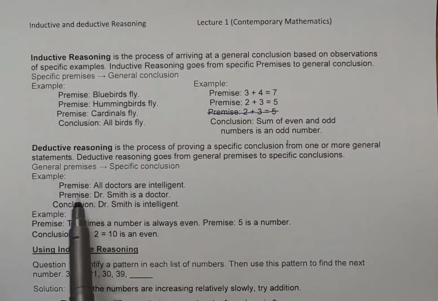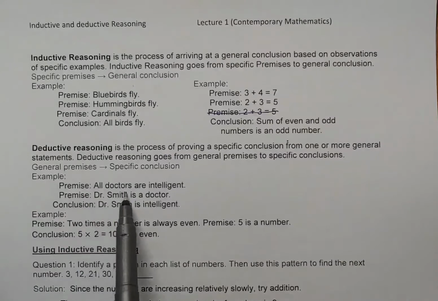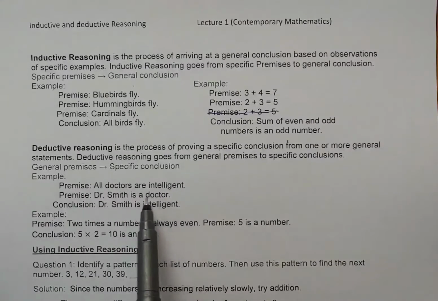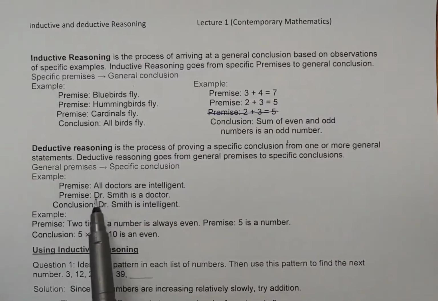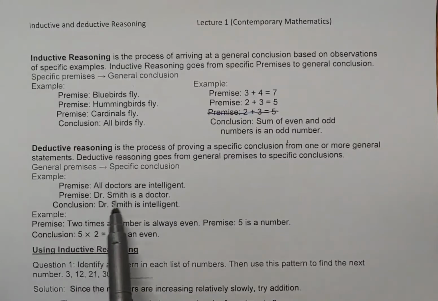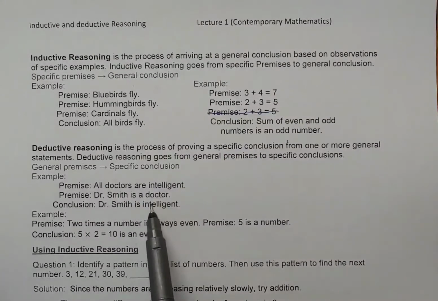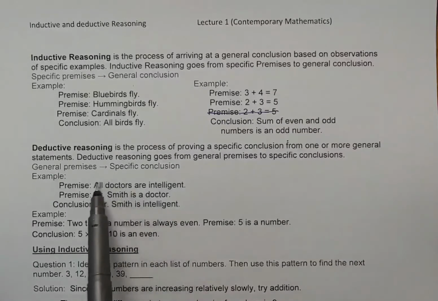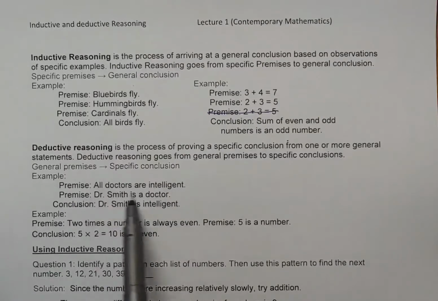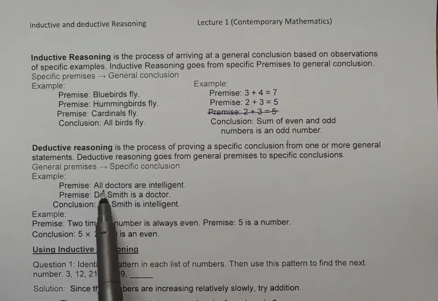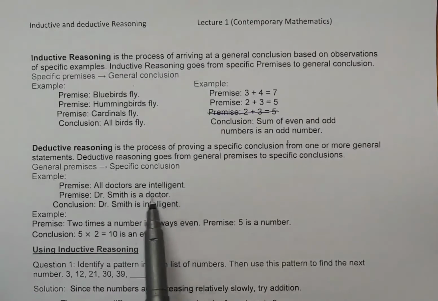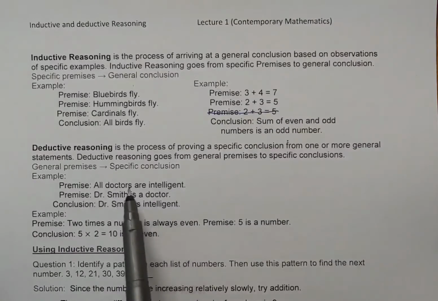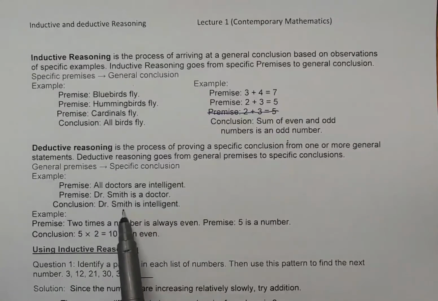The premise is all doctors are intelligent. This is just one example. Another premise is Dr. Smith is a doctor. So the conclusion is Dr. Smith is intelligent. Here, from general premises like all doctors are intelligent and Dr. Smith is a doctor, the conclusion is Dr. Smith is intelligent. So from general to specific.